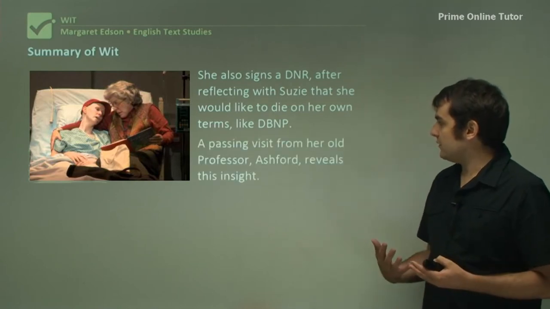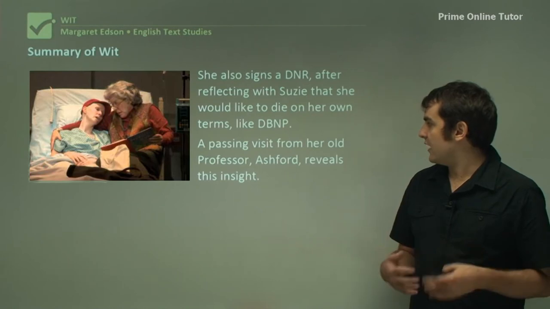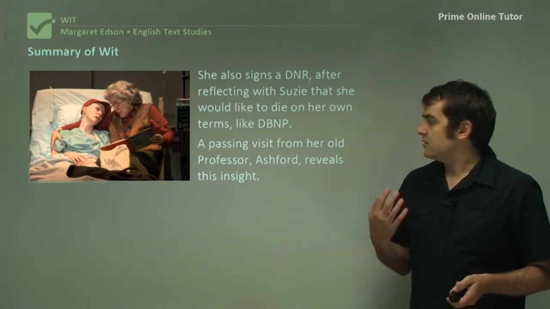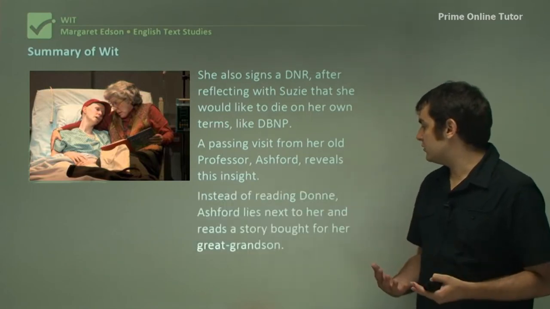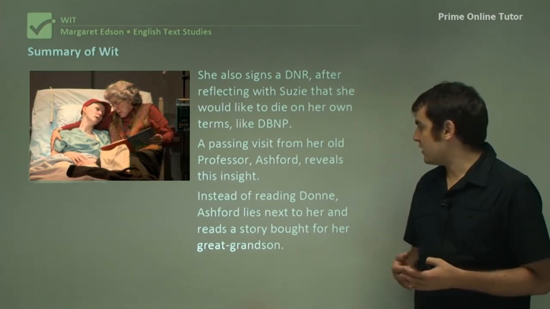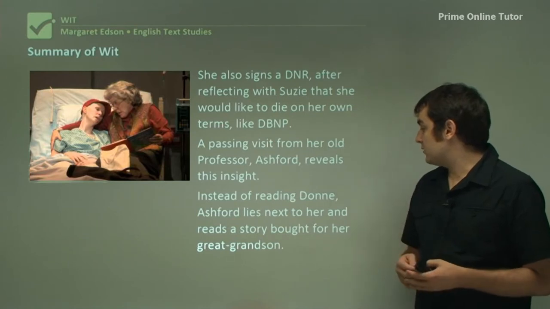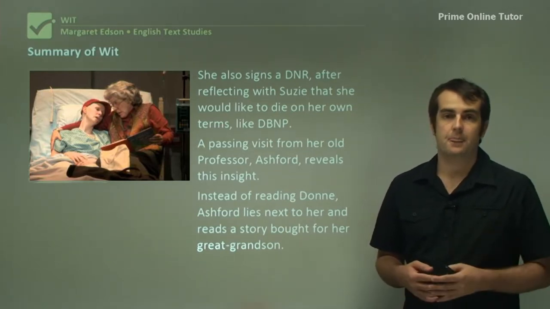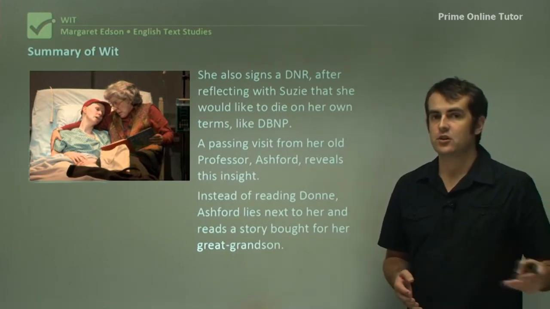We also get a scene towards the end where we see a visit from her old professor, Ashford, and it reveals this insight as well, that she suddenly doesn't want to learn Donne. She wants to almost be back to her childhood. And so Ashford, instead of reading a verse from Donne, reads her a story which she bought for her great-grandson who she's visiting. And so this again is representative of that change, and certainly representative of that journey from life to death.